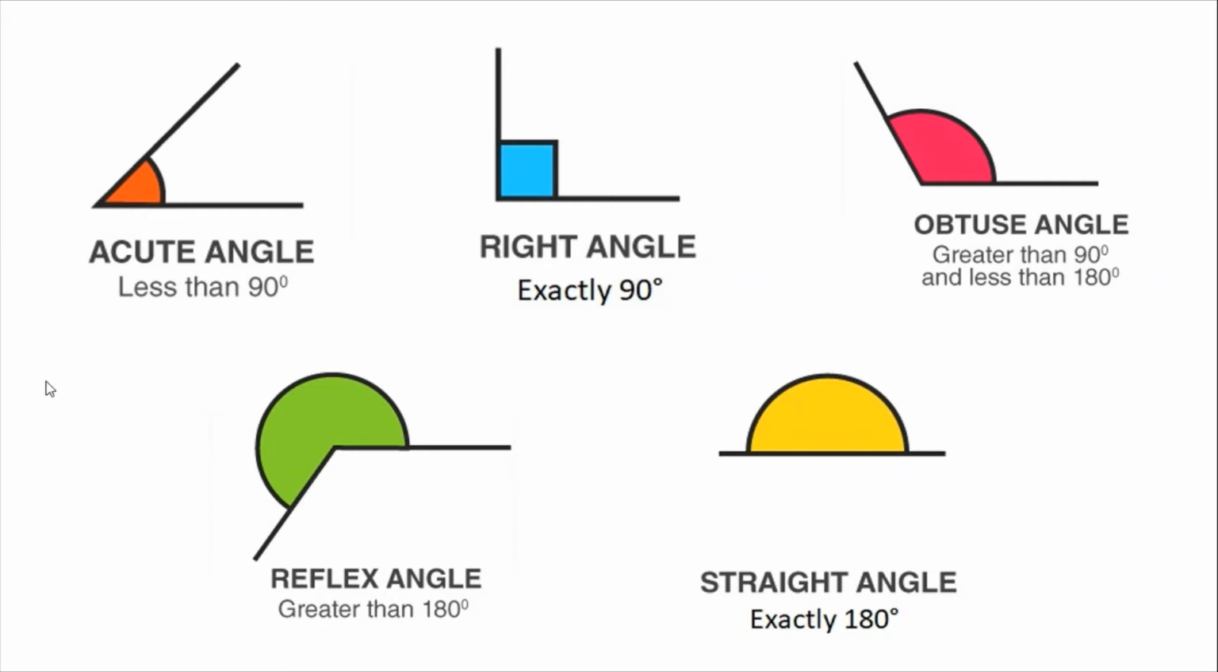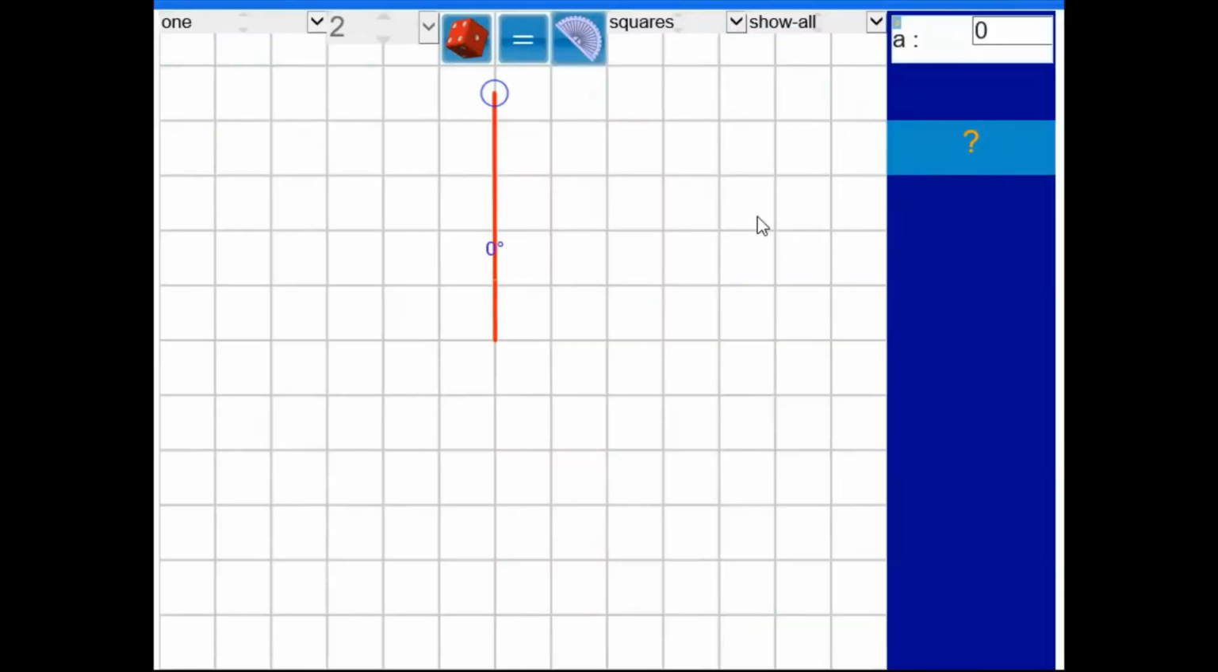Now I'm going to show you with a special drawing program online a little bit more about how you could draw these angles. Okay, so this is a website where you can draw angles, and it will show you the measurement as the number of degrees. So we start at 0 degrees.